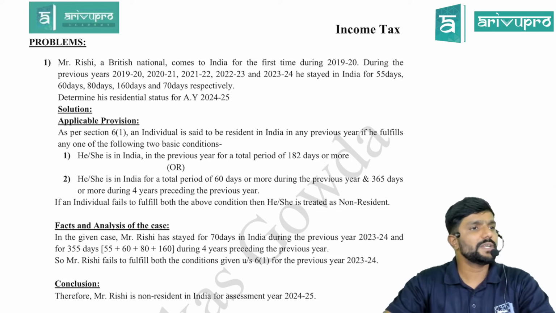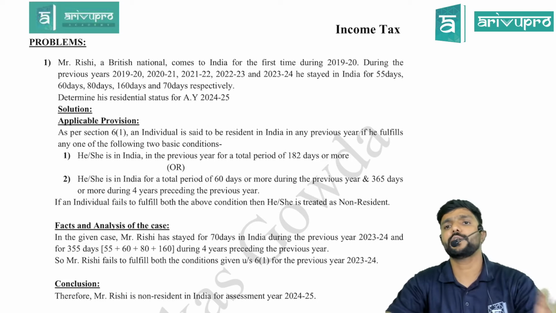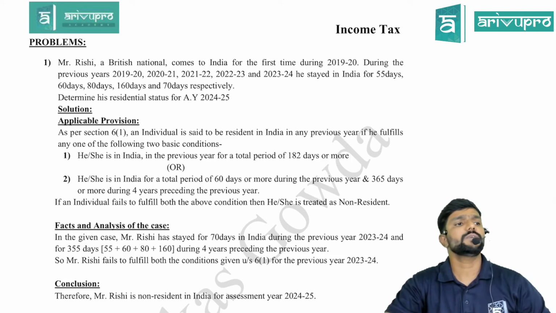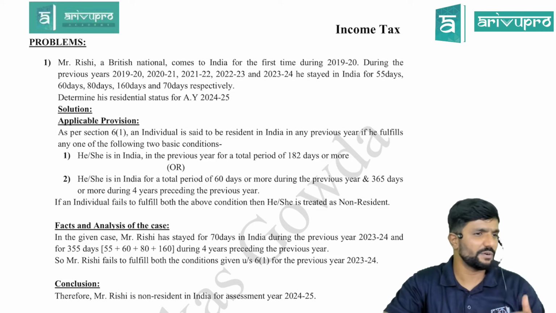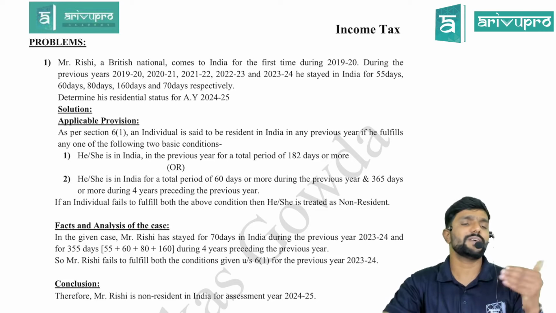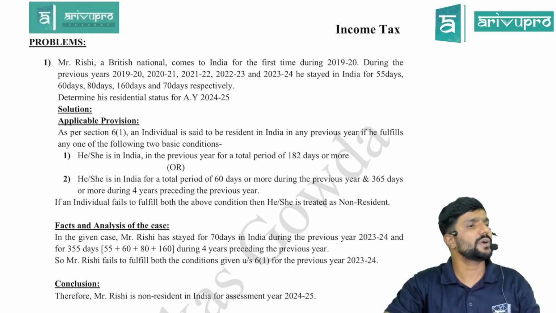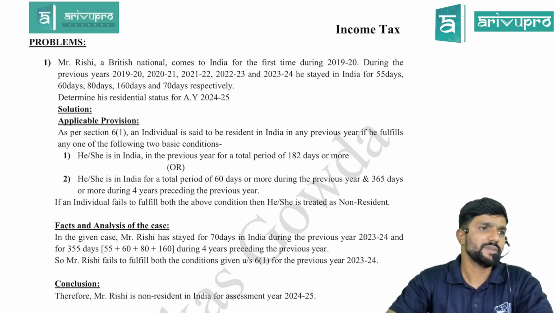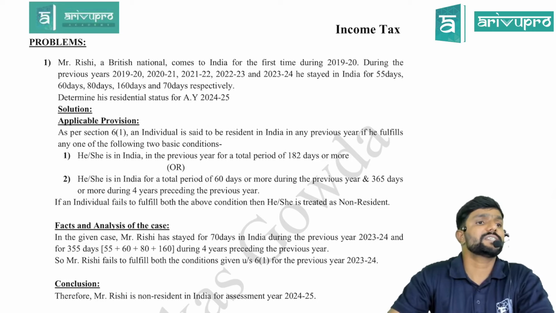Even if they ask an MCQ question, try to get the answer as early as possible. Follow some steps. First, what do you check? Whether the individual is covered under exceptions or not. If he is covered in the exception, only the 182 days you will check. If not covered in the exception, you check both the conditions. Did he satisfy the 6(1) conditions or not?